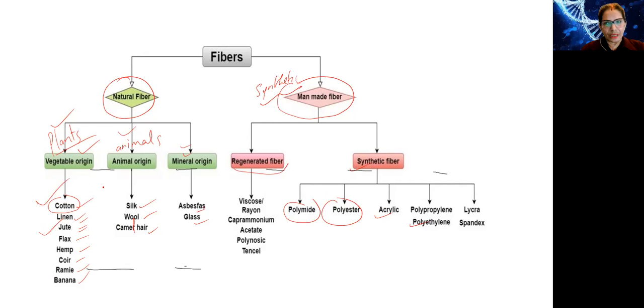So fibers can be classified into natural fibers and synthetic fibers. Natural fibers again can be plant-based, animal-based, or mineral-based. Plant-based means we get fibers from plants like cotton, jute, linen, banana, coconut. So they are all plant-based. Animal-based are silk and wool, which we get from the animals. So here we are going to learn about cotton and jute, in detail: how we can get the cotton fiber, and how we get the jute fiber.